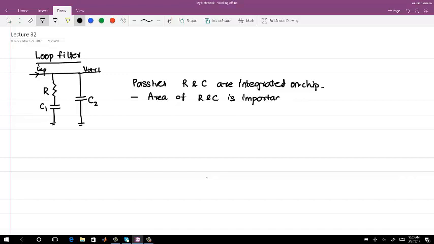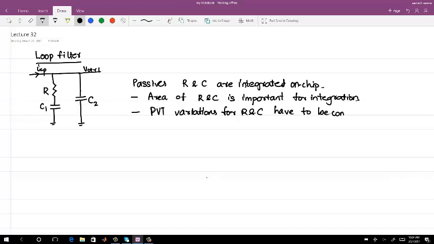It is important for integration. Okay, and the other thing is that since you are integrating it on chip, you will see some kind of variation in what you design. You will see PVT, process voltage temperature, variations for R and C, and they actually change the loop dynamics. So the PVT variations have to be compensated for the desired loop dynamics.